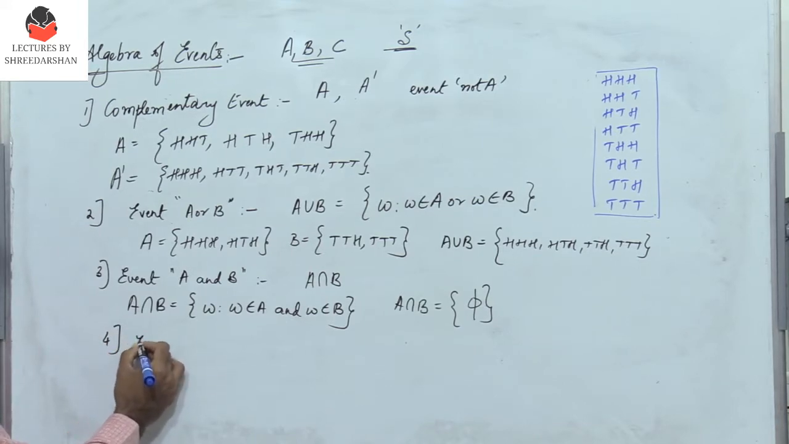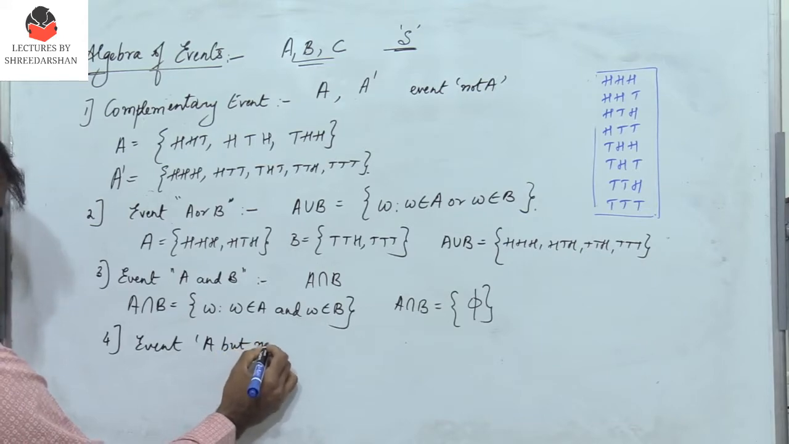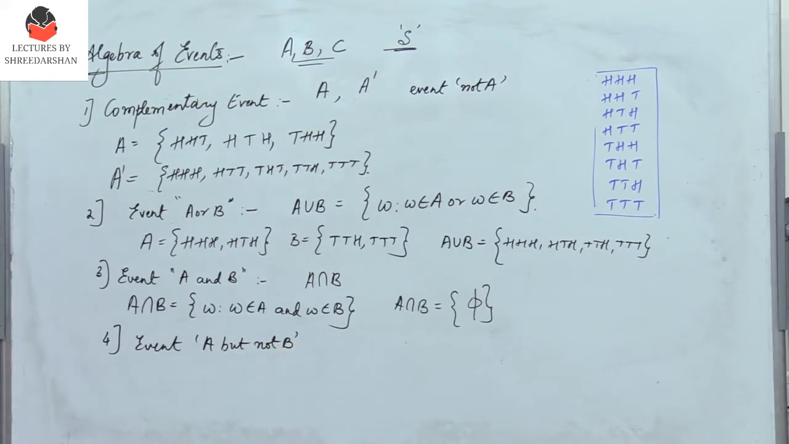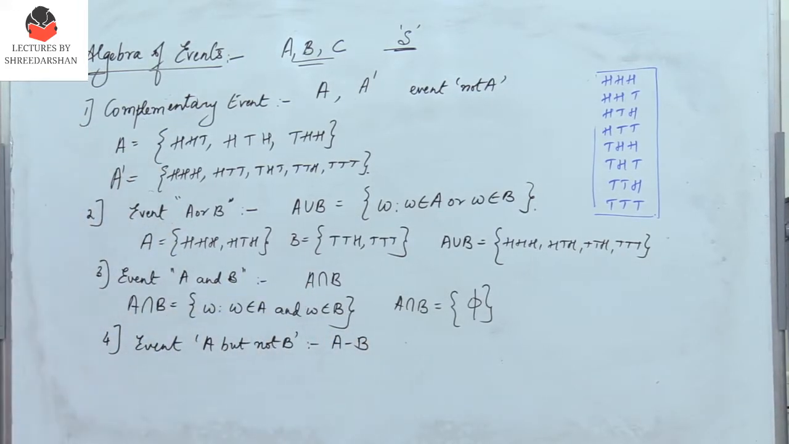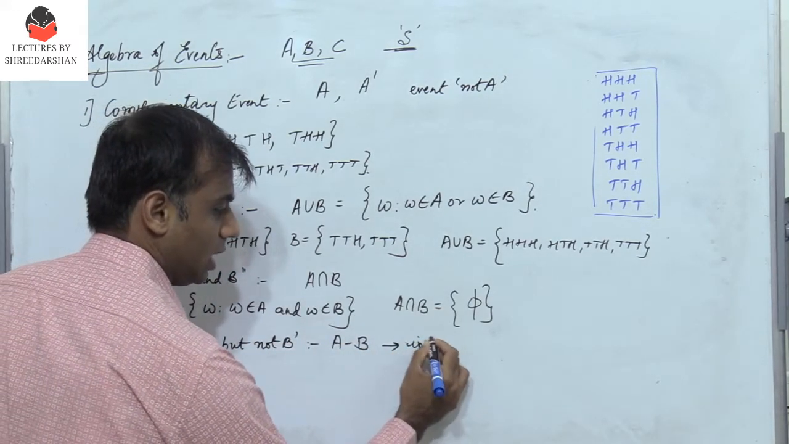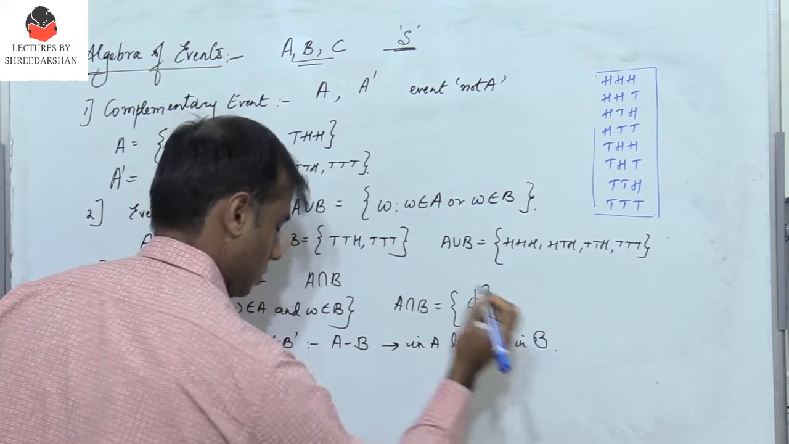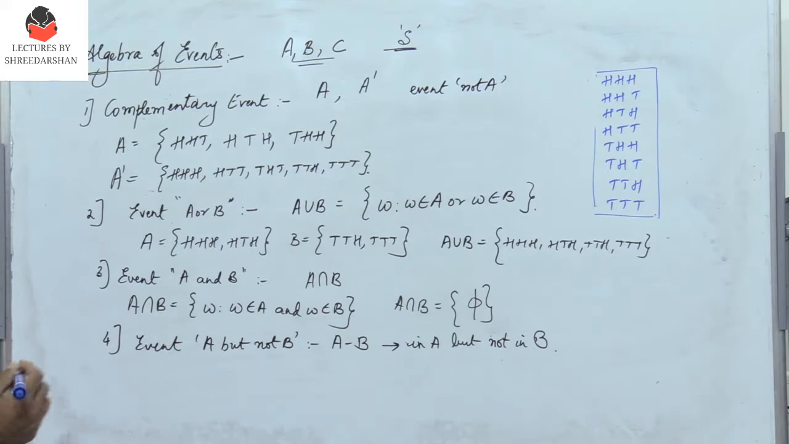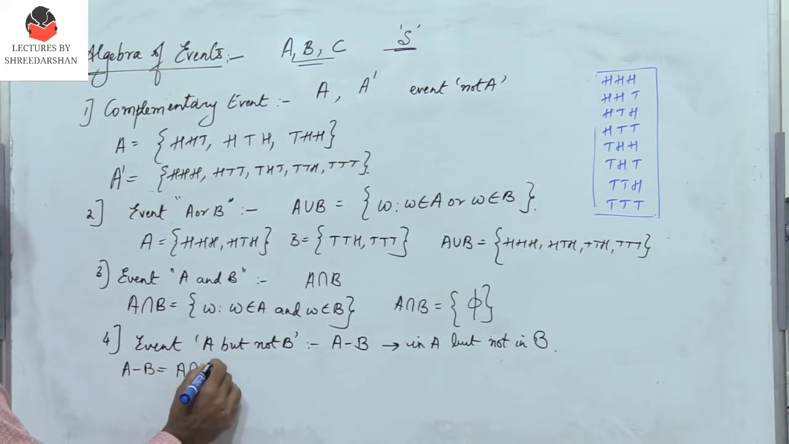Fourth one, event A but not B. This essentially means A minus B. That means you have the outcome which is present in A but not in B. This is defined as A minus B, which is A intersection B dash, where B dash indicates not of B. So let's take an example.